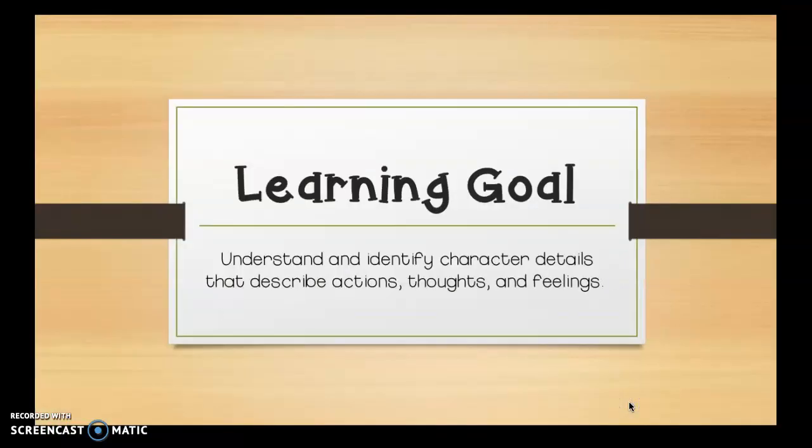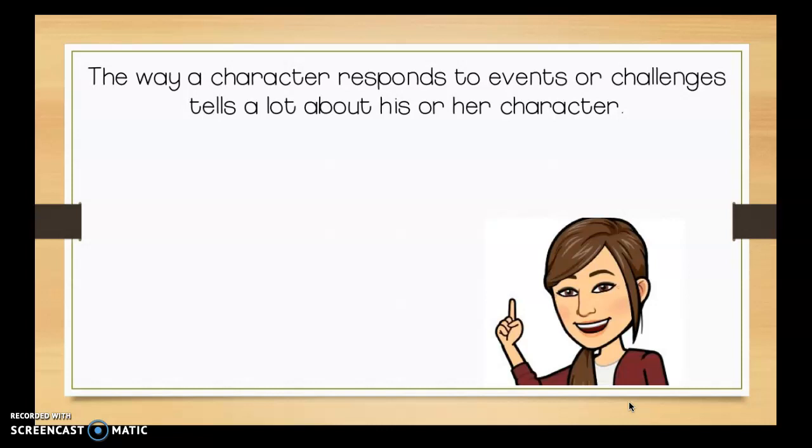Hi friends! Today's learning goal says, I can understand and identify character details that describe actions, thoughts, and feelings. The way a character responds to events or challenges tells a lot about his or her character.